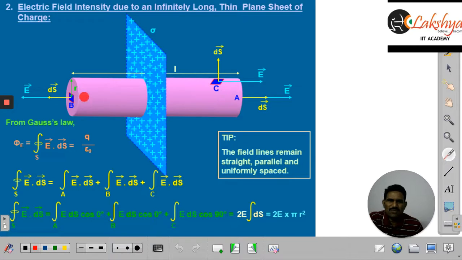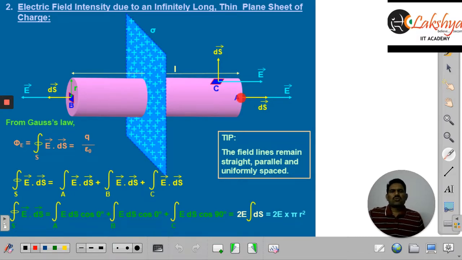So again we are taking this Gaussian surface in the form of a cylinder here, a cylinder passing through this infinite plane. That means if the plane is like this, for example, now our Gaussian surface, the cylinder surface, will be like this, which is shown in this diagram here. So the cylinder is cutting this infinite plane here.